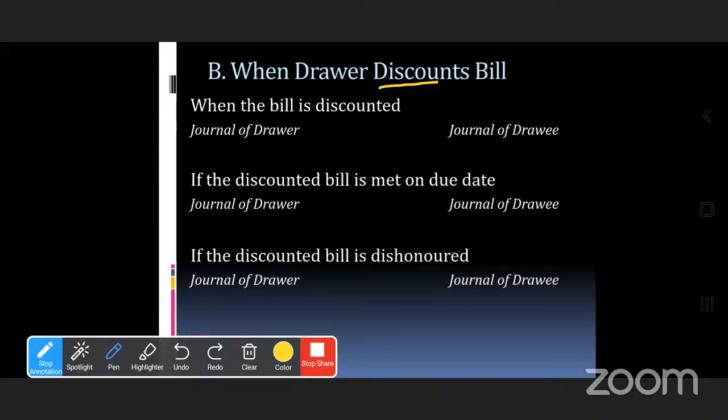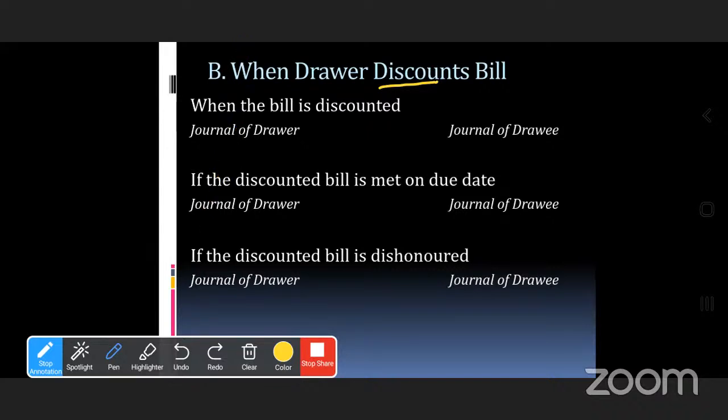Sometimes the bill may be dishonored at the due date, so the bank will be losing. So in order to cover all these risks, the banks will be discounting the bill. So for the person who is discounting the bill, it is an expense. He may not be getting the full amount. At a certain percent, the bank will be discounting the bill. So we call it an expense to the person, and for the bank, it is income.